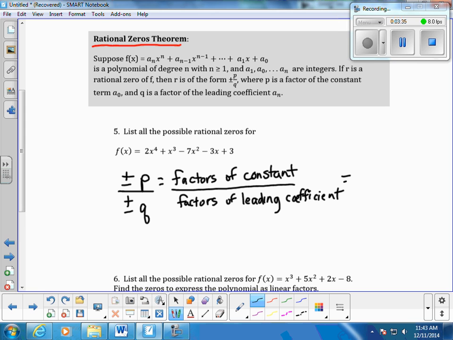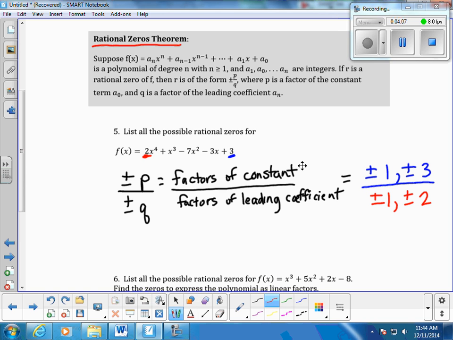Okay. So in our particular case, this is our constant term, so this is going to be our P. All the ways to get 3 are 1 times 3. So I'm going to put plus or minus 1, plus or minus 3. That's the only way to get 3. And then the next thing, our Q comes from this leading coefficient. All the factors of 2 are just 1 times 2. So plus or minus 1, plus or minus 2.